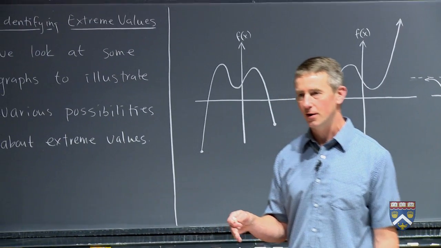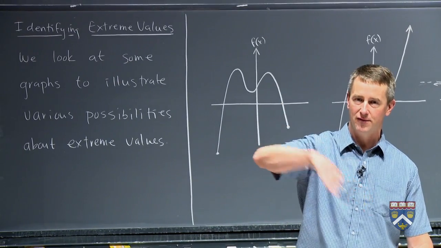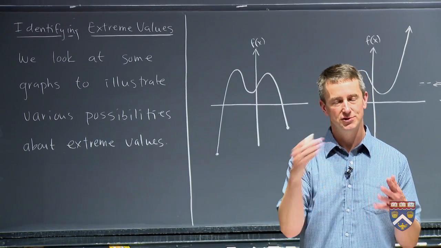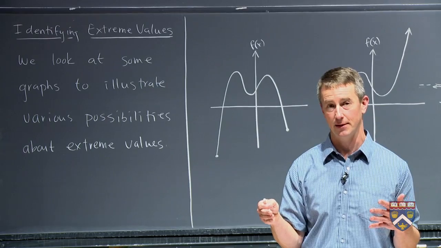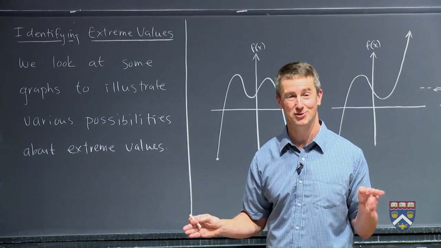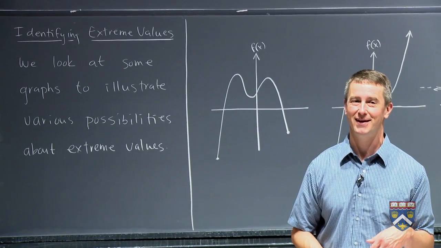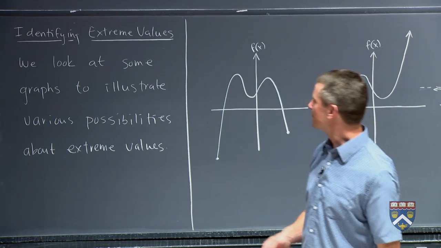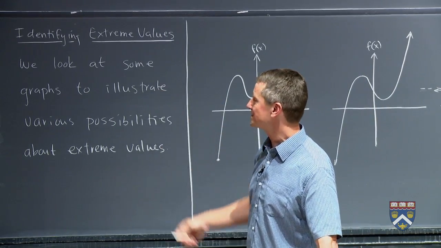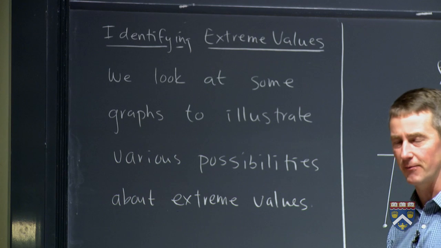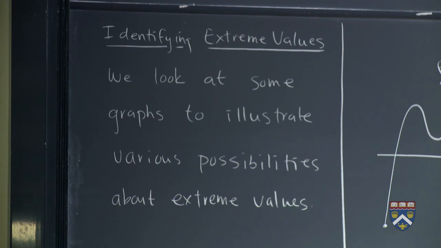As we mentioned before, if you want to find the highest point on a graph or the lowest point on a graph, those are ways of finding the best way of doing something or the worst way of doing something. You want to be sure that you're finding the right one, and we'll talk about that later. So we're going to look at a few graphs here to illustrate what can happen about these extreme values, trying to find the high and low points on a graph.